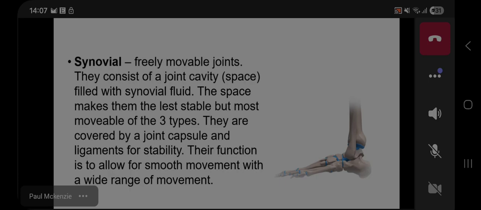And that degree of movement is going to vary depending on the type of joint. So some of your synovial joints will allow you a far greater range of movements and variety of movements compared with others. Just in case it wasn't clear, this is a representation of the ankle.